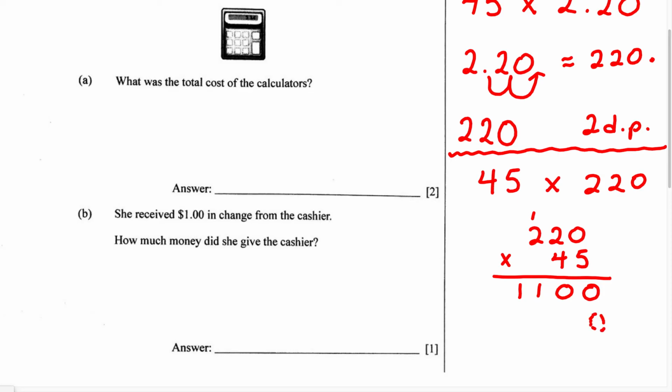4 times 0 is 0. 4 times 2 is 8. And 4 times 2 again is also 8. Now we're just going to add this. 0 plus 0 is 0. 0 plus 0 is 0 again. 1 plus 8 is 9. 1 plus 8 is 9.